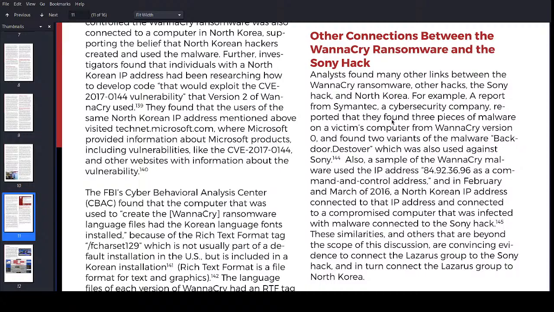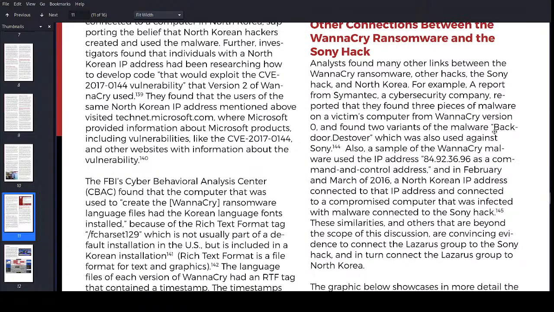Other connections between the WannaCry ransomware and the Sony hack. Analysts found other links between the WannaCry ransomware and other hacks, the Sony hack in North Korea, for example. A report from Symantec, a cybersecurity company, reported that they found 3 pieces of malware on a victim's computer from WannaCry version 0, and found 2 variants of the malware Backdoor Destover, which was also used against Sony. Also, a sample of the WannaCry malware used the IP address 84.92.36.96 as a command and control address.